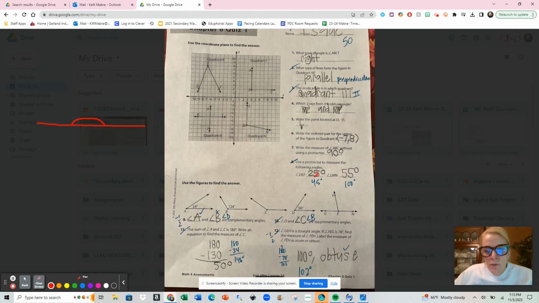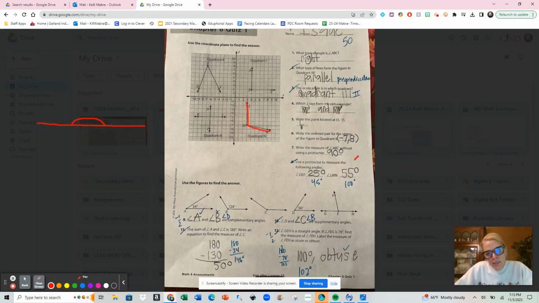Okay, and so angle DEF. She was wanting you to measure on quadrant 2, angle DEF and LMN. Okay, and so LMN, it's an obtuse angle because it's greater than that 90. So it's going to tell you.